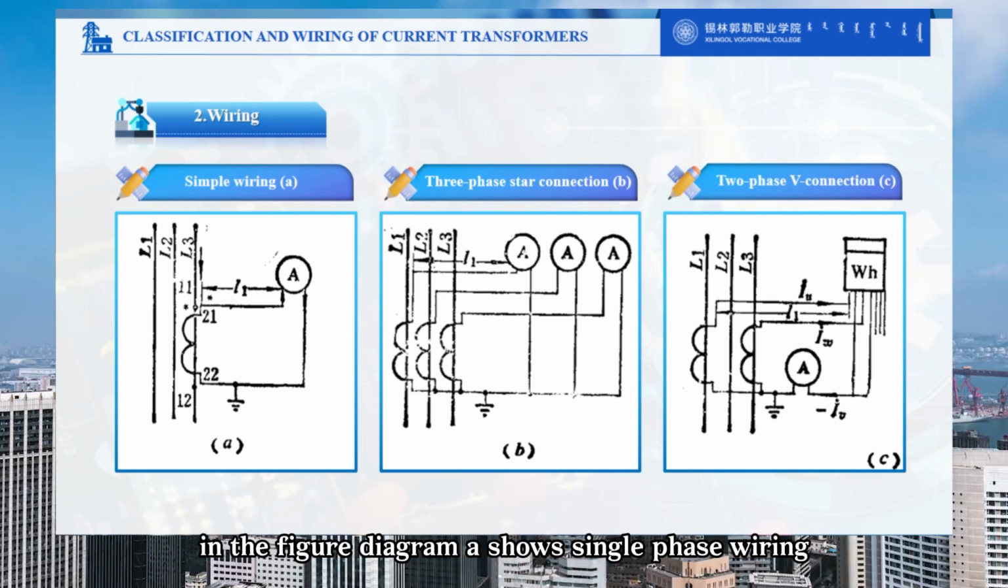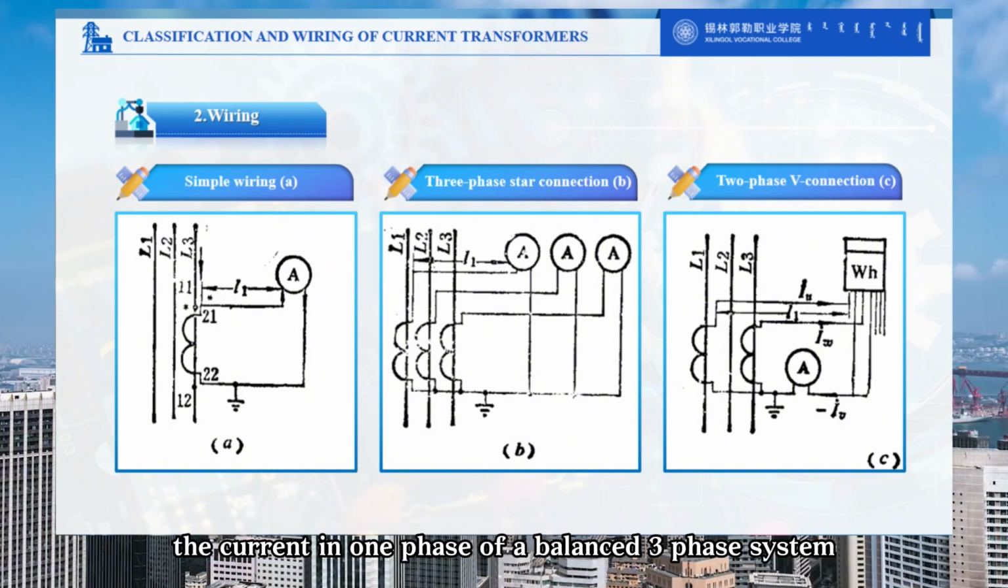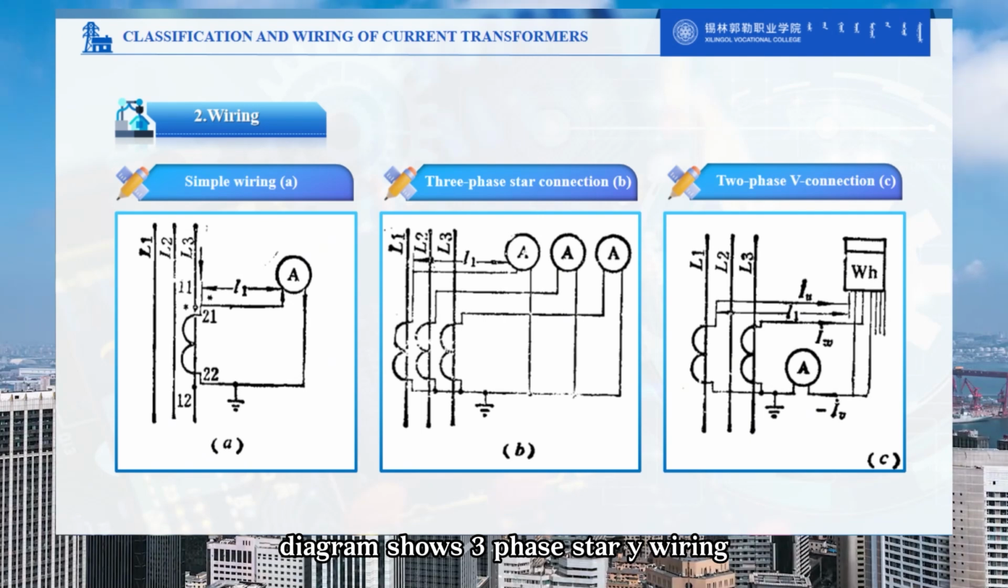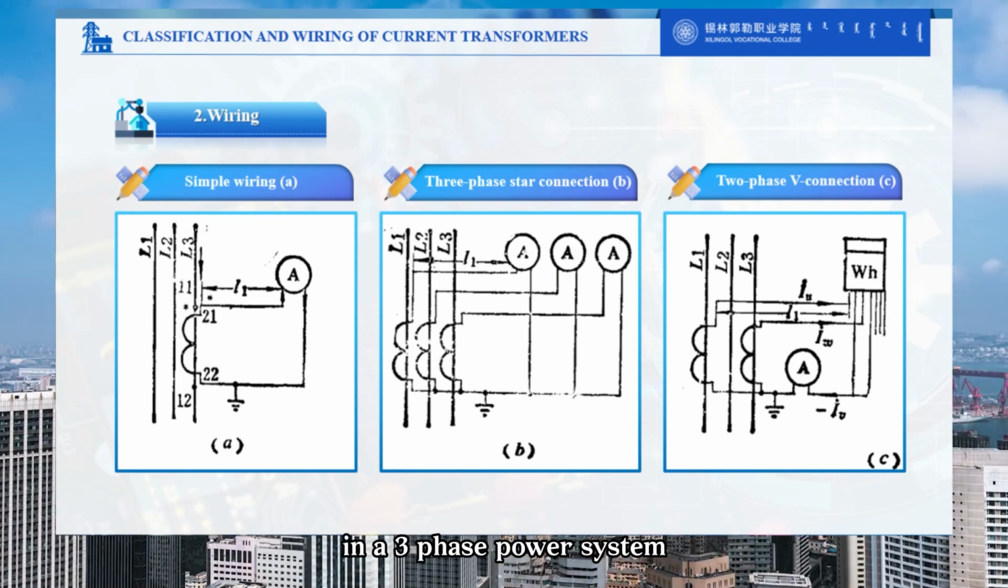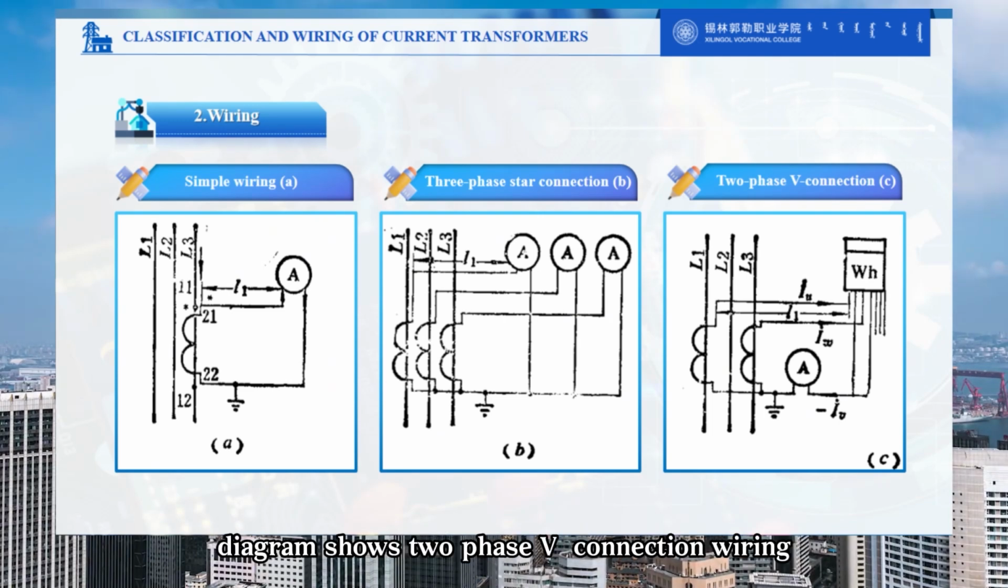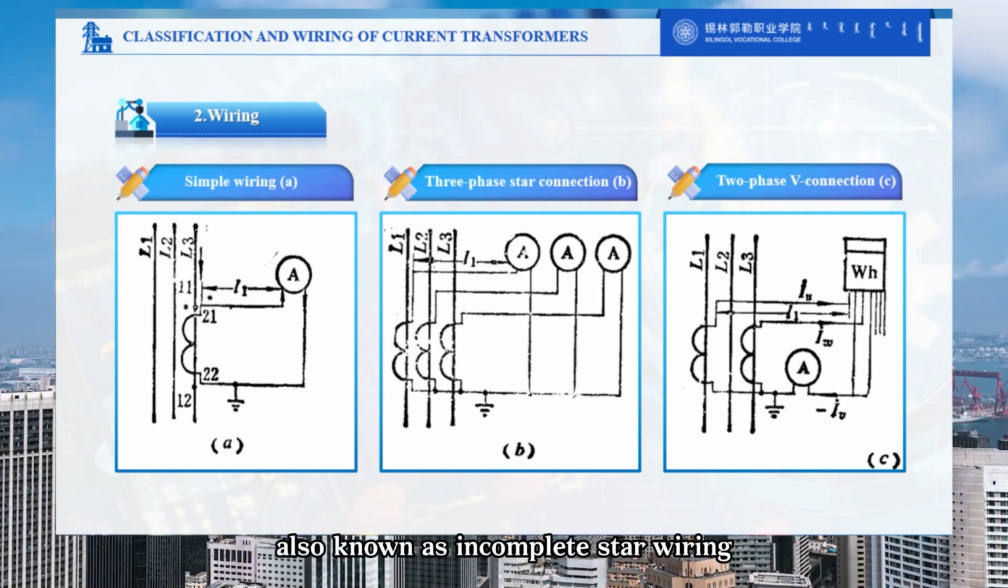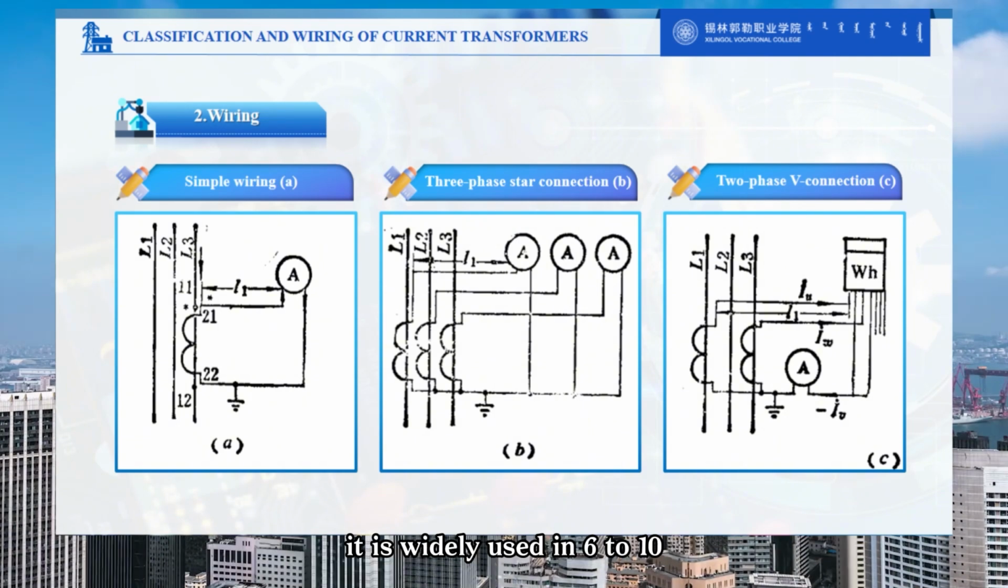Below, the figure diagram shows single-phase wiring. It is used to measure single-phase load current, or the current in one phase of a balanced three-phase system. The diagram shows three-phase star Y wiring. It is used to measure the three currents in a three-phase power system, whether the load is balanced or unbalanced. The diagram shows two-phase V connection wiring, also known as incomplete star wiring. It is widely used in 6 to 10 kV neutral point ungrounded systems.